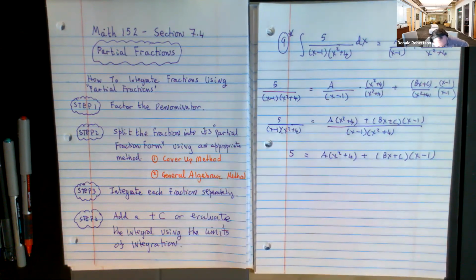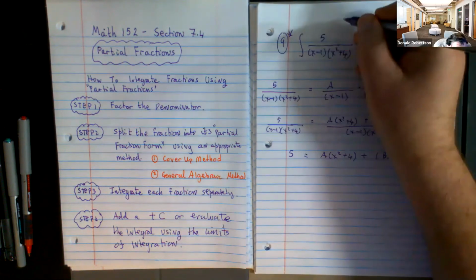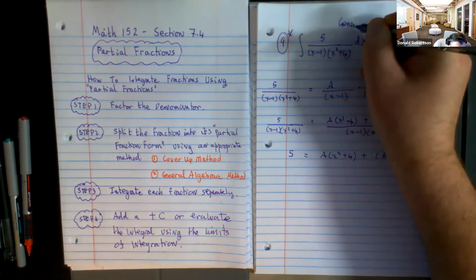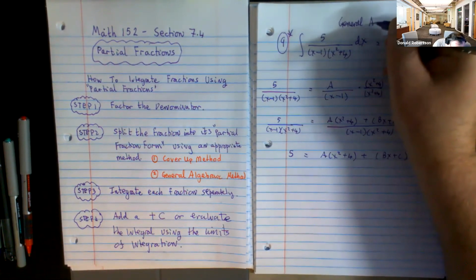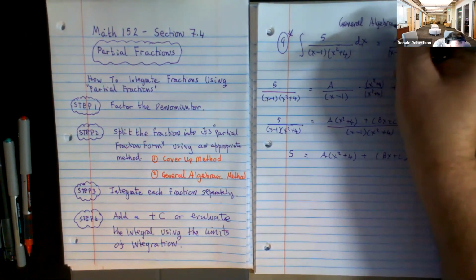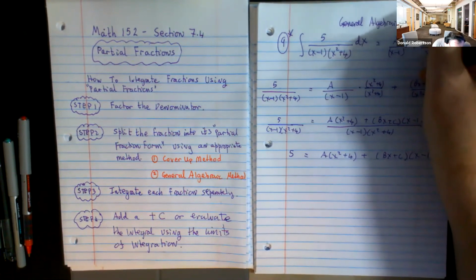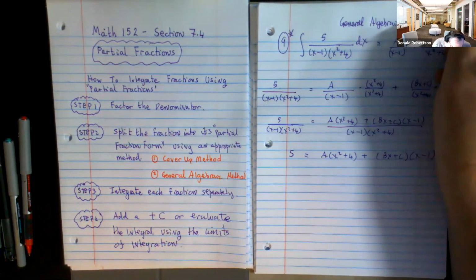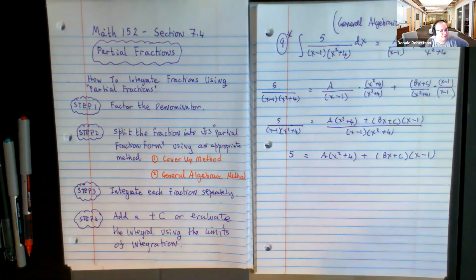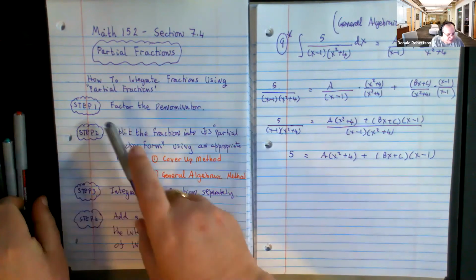Now the tricky part, this is going to be what we call the general algebraic method. This is what I'm doing right now. I think it's called the general because it's used all the time. It can be used everywhere, right? You can generally use it anywhere you want. It's all about choosing x's.